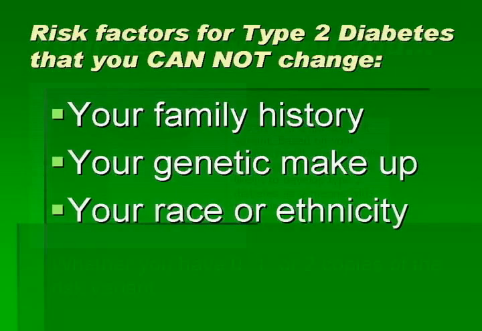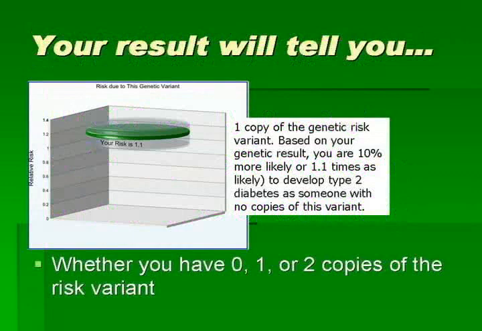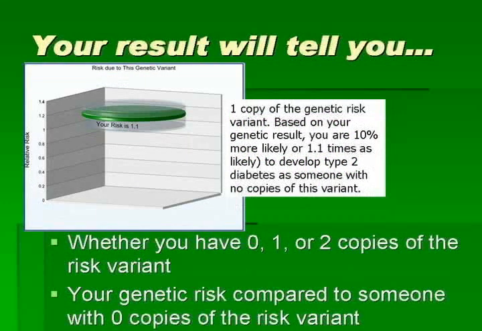Remember that we all have 2 copies of every gene. We inherit 1 copy from our mother and 1 from our father. This means that for every genetic variant that the CPMC study looks at, you can have either 0, 1, or 2 copies of the genetic risk variant. As you can see, your results will tell you the following: how many copies of the risk variant you have, as well as how your genetic risk compares to someone with 0 copies of the risk variant. The CPMC test looked at your risk for type 2 diabetes.